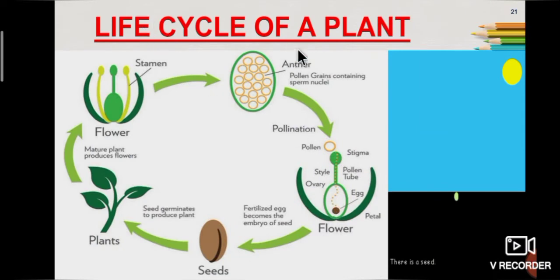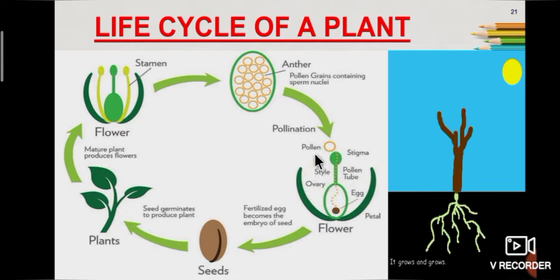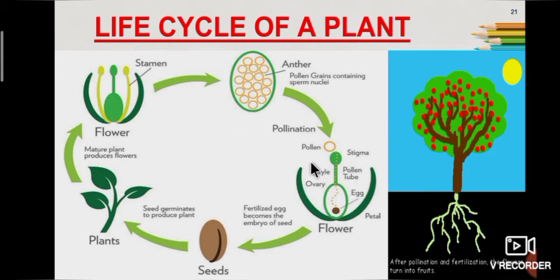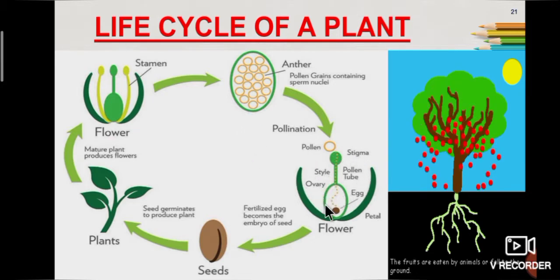Let's see the life cycle of a plant. Through pollination, pollen grains reach the stigma. The male gamete fuses with the female gamete to form a zygote. This process is known as fertilization. After that, the fertilized egg becomes the embryo of the seed.